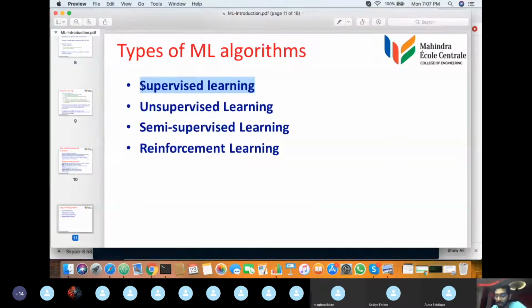Now, what is semi-supervised learning? Semi-supervised learning is basically that particular part where you have a combination of both supervised and unsupervised data. It's a combination of the two, supervised and unsupervised. Okay. And what is reinforcement learning? So reinforcement learning is basically how we learn.